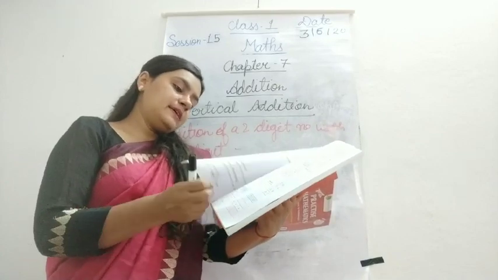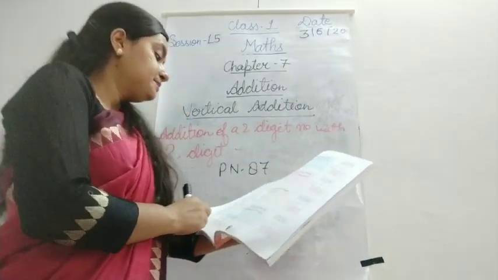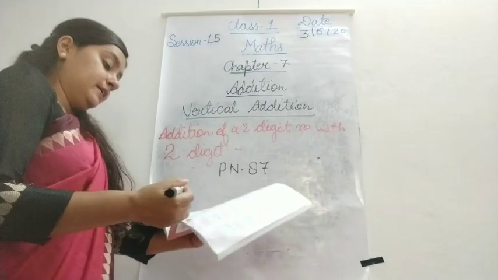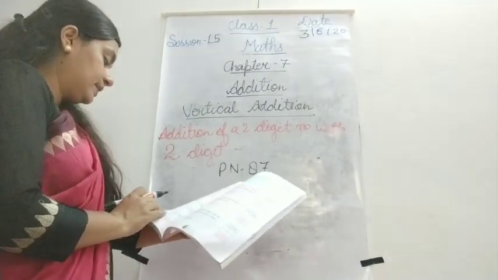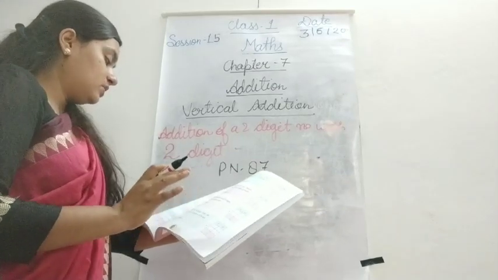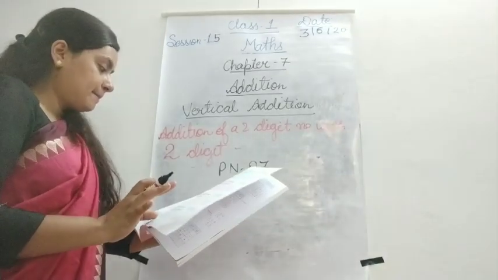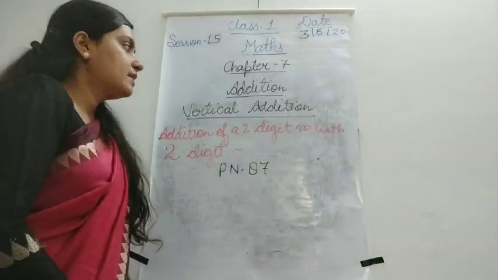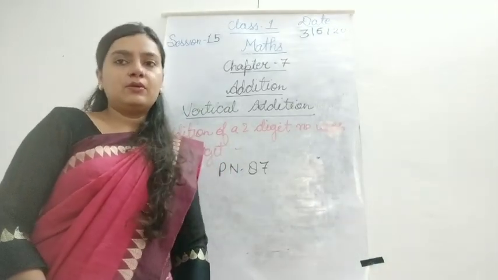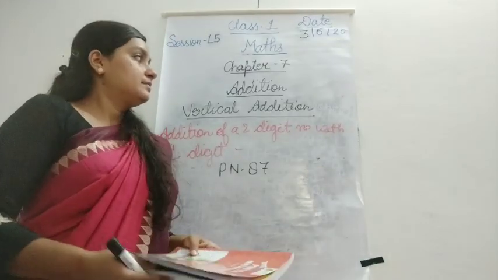Here page number 87 is your homework. Page number 87 is your homework. Yes, page number 87 is your homework. Okay, try to revise it very well. Okay? And complete your work.